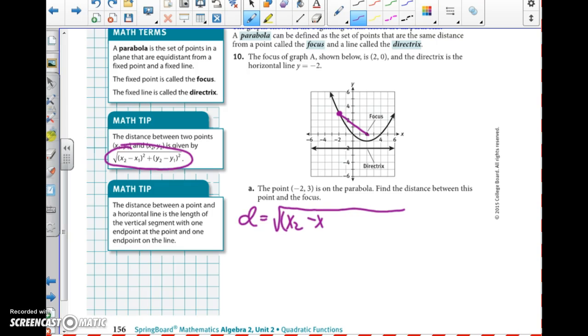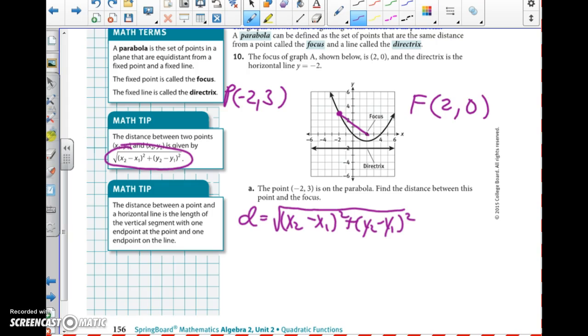The distance formula is the square root of x sub 2 minus x sub 1 quantity squared plus y sub 2 minus y sub 1 quantity squared. You're going to use these points: the point that's given to you, -2, 3, which we'll call P for point, and F, the focus. Where's the focus? 2, 0. The focus is at 2, 0. That's correct.